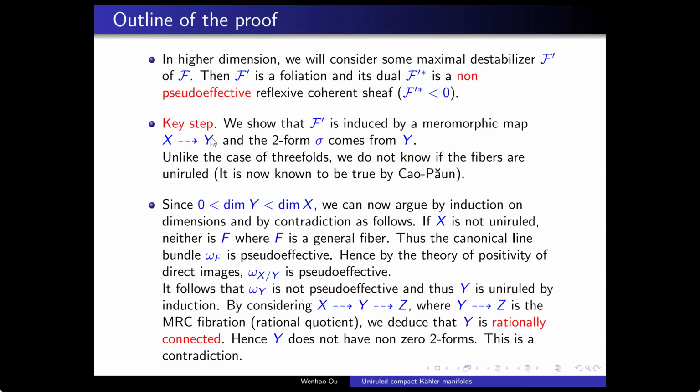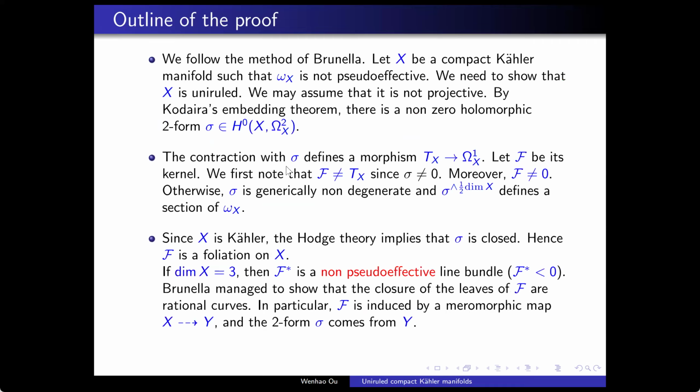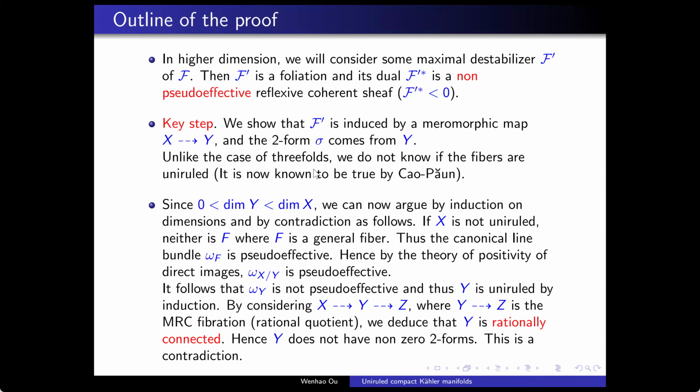But if Y is rationally connected and Kähler, we can prove that it is projective and there will be no two form on Y. So this two form sigma at the beginning, which is non-zero, and we proved that it descends to Y, must be 0 because Y does not have two forms. So this two form is 0. This is a contradiction. So we are done.